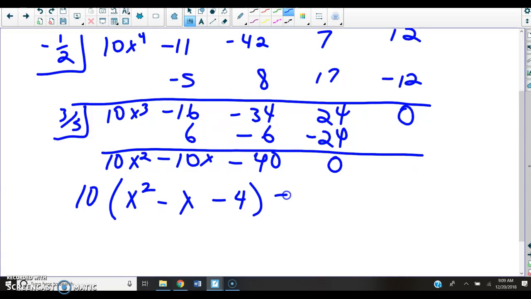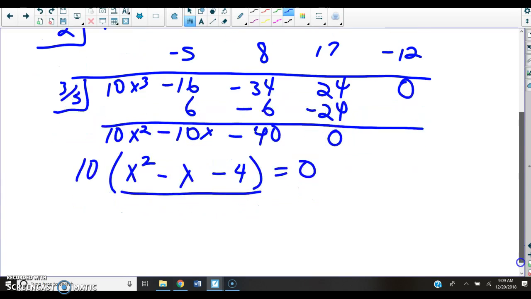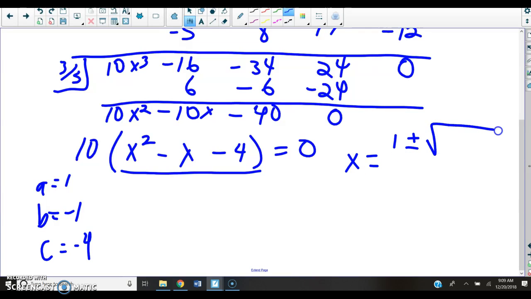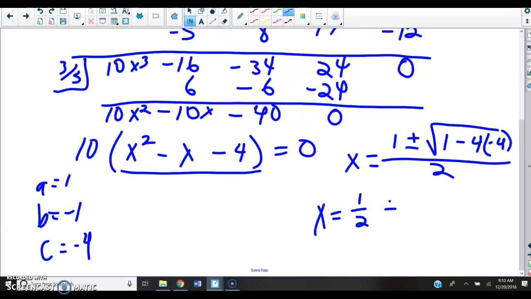Okay, if I set that equal to 0, now I've got this quadratic, because 10 is not going to equal 0. 10 is 10. So now it would be time for me to use quadratic formula. So a is 1, b is negative 1, c is negative 4. So when I do x equals the opposite of b, plus or minus the square root of b squared minus 4ac, all over 2a, I'm getting x is 1/2 plus or minus the square root of 17 over 2.